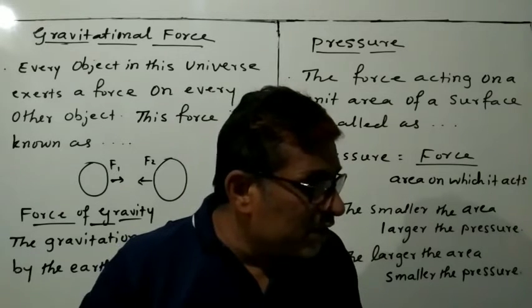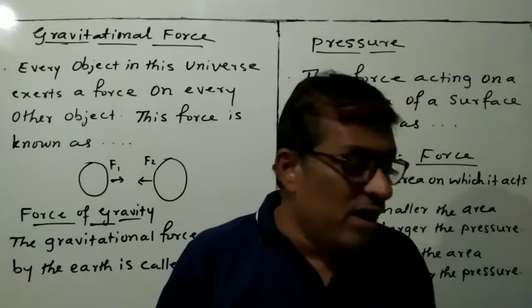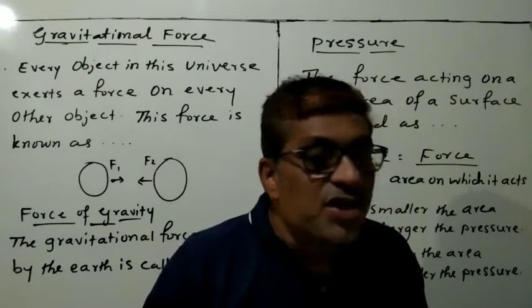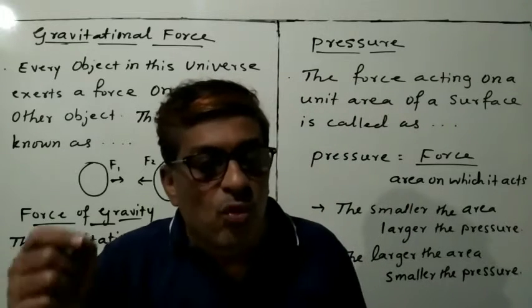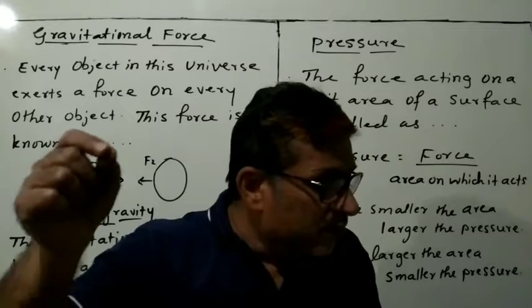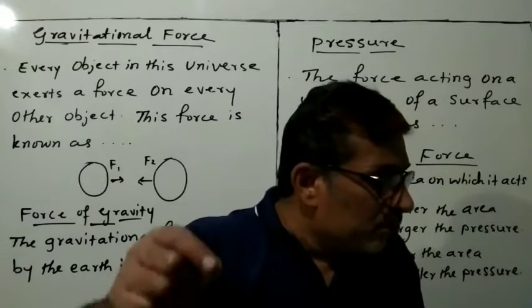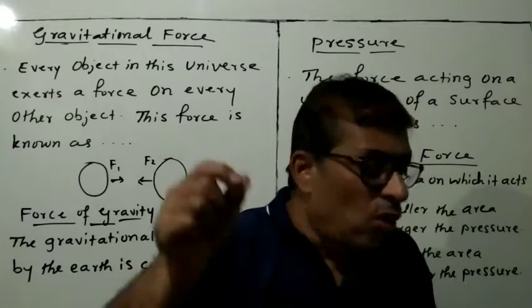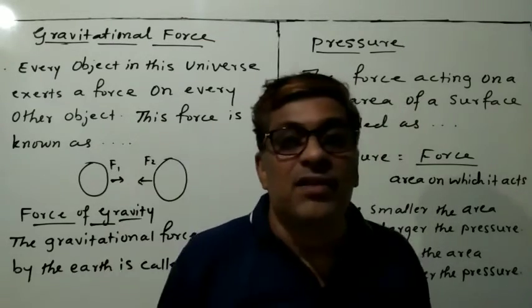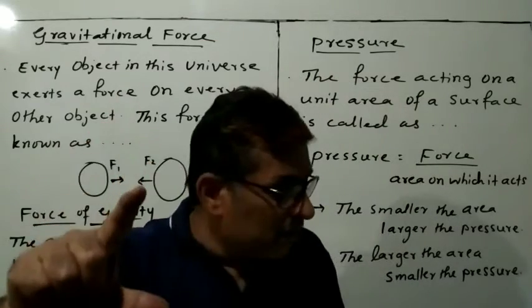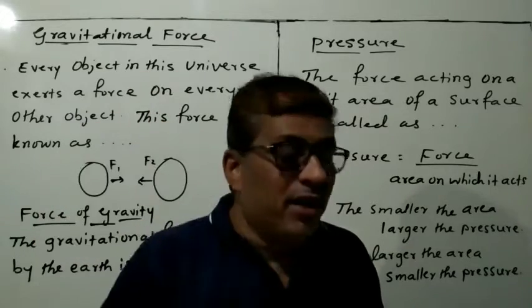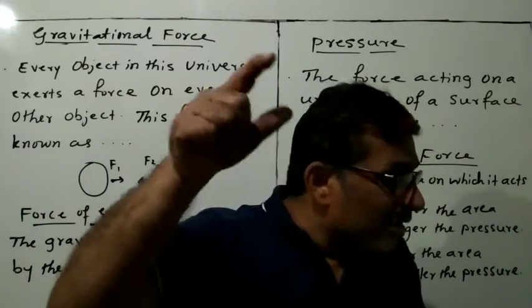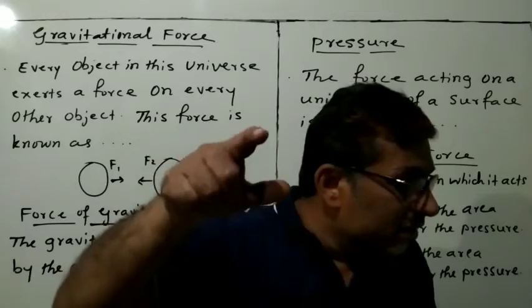So the smaller the area, the larger the pressure. The area of the pointed end of the nail is much smaller than that of its end. When you say pointed nail, you should think the area of the pointed end is much smaller than that of its head.